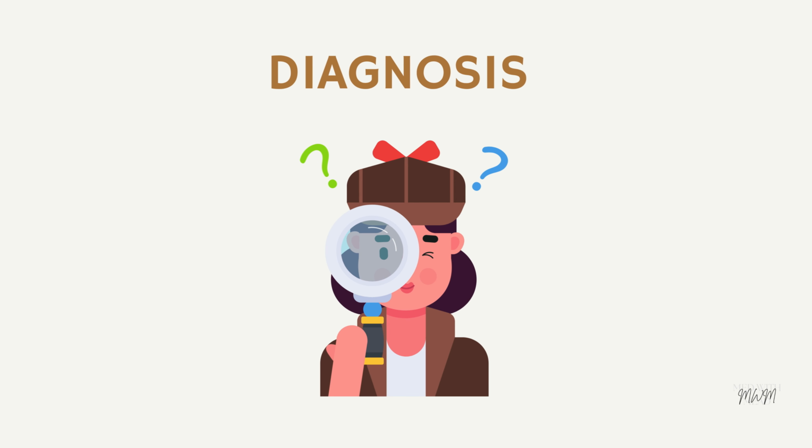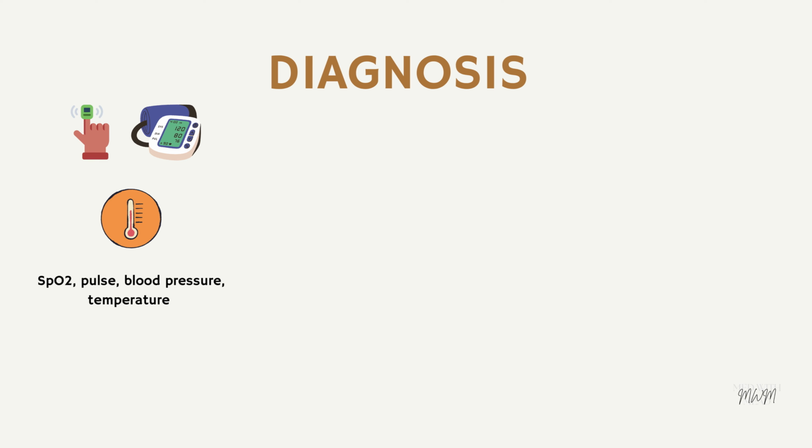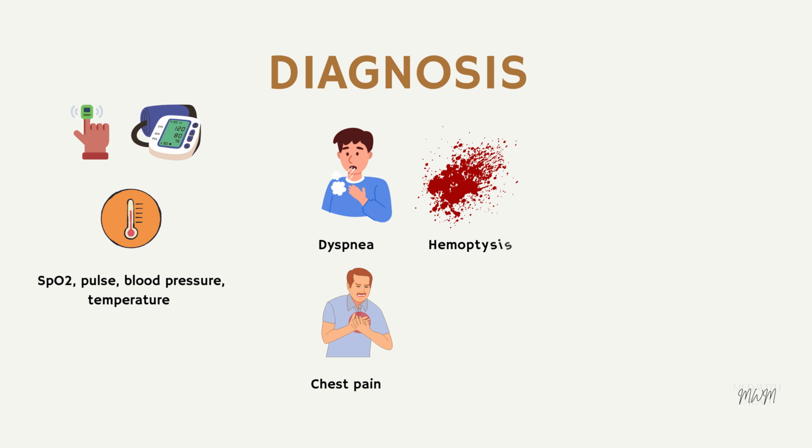First steps in diagnosing pulmonary embolism include assessing clinical suspicion and checking vital signs. The symptoms are often vague, like shortness of breath, chest pain, hemoptysis, or even fainting. So, it's important to keep pulmonary embolism in mind when there is no clear explanation.